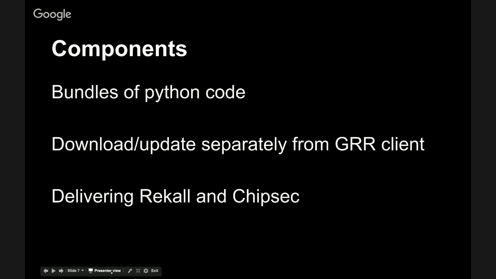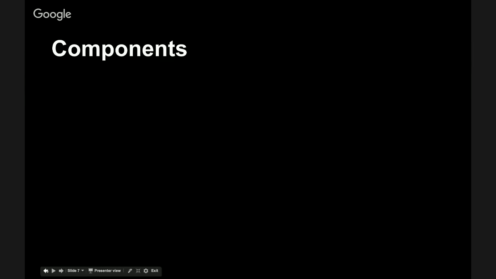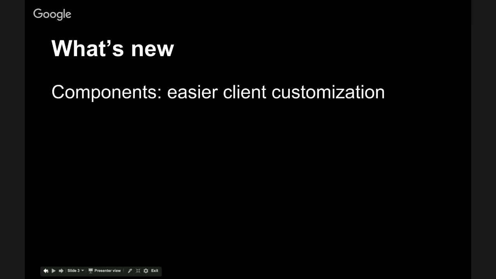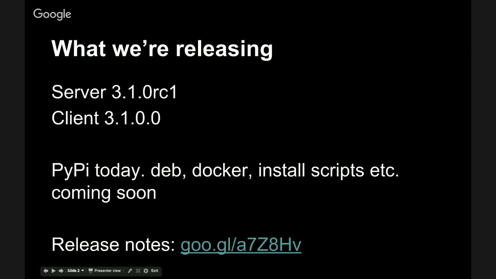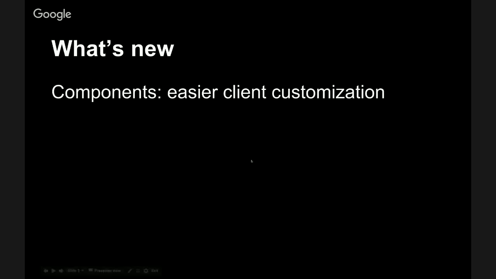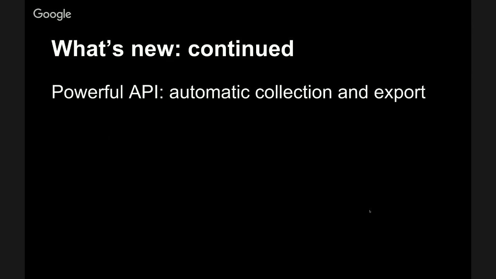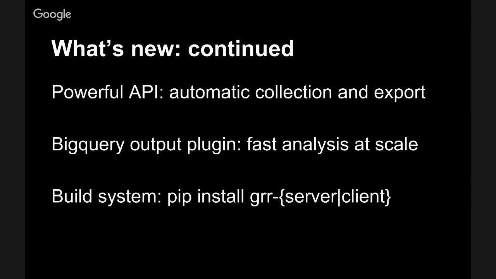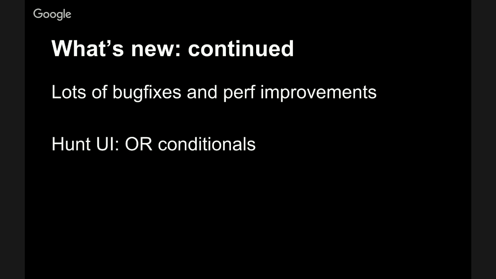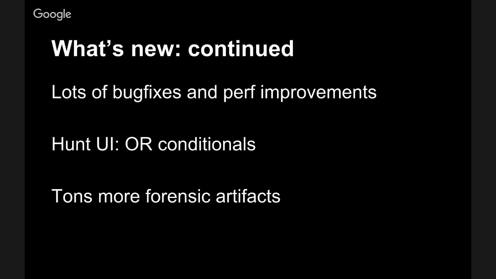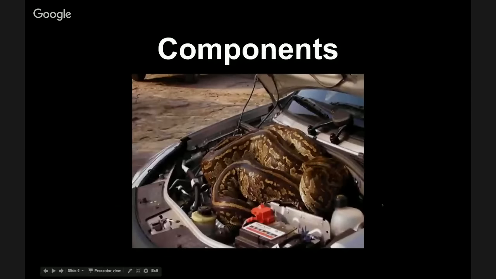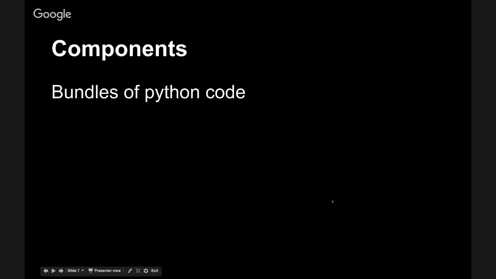All right, I'll just quickly run back to the start. So yeah, components: Recall, approval ACLs, API, BigQuery, build system. Okay, so this is pretty much where I was up to.